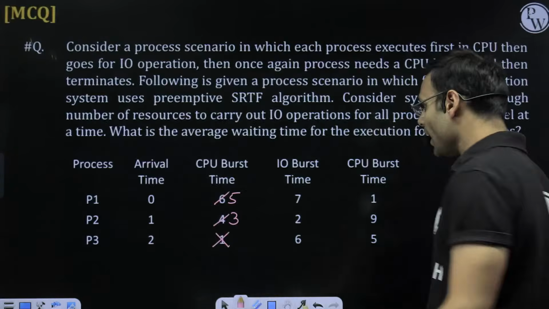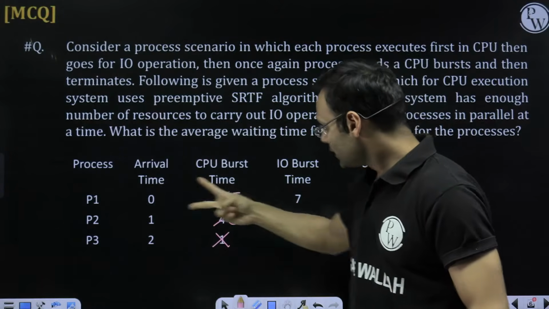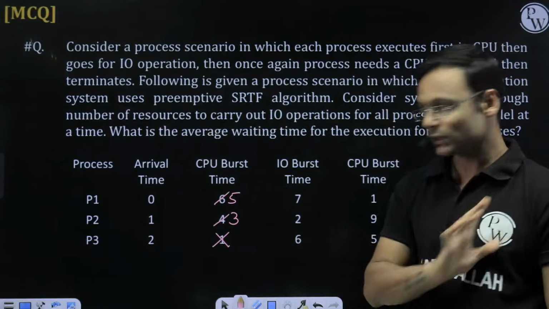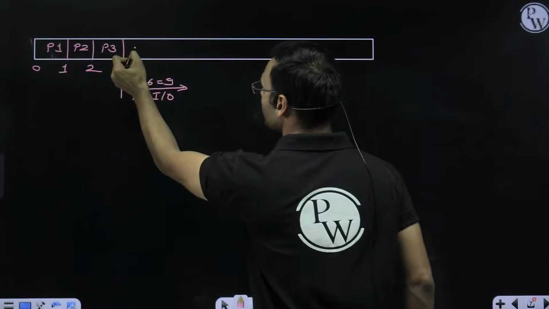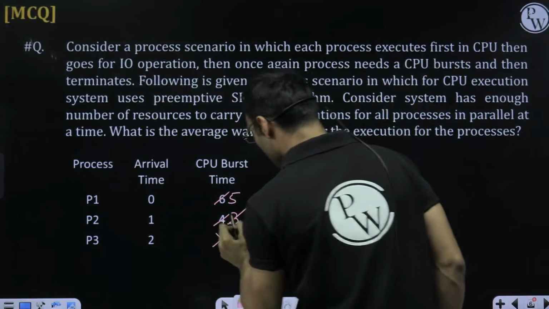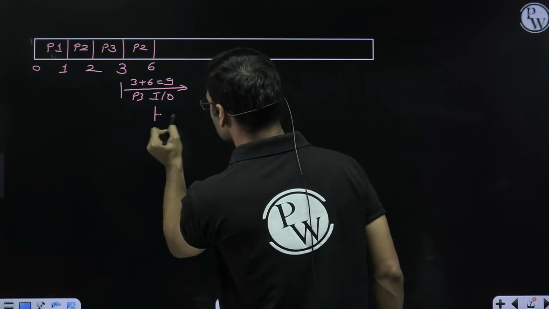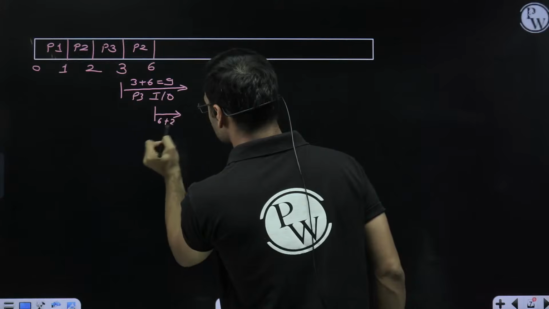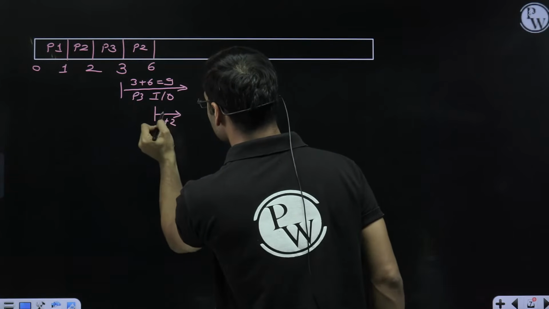Now, till 9, there is no other process arriving. So I can complete one of these two, or maybe both. Let's see. Smallest process, P2, I can pick it up. Plus 3 till 6, completed. And now P2 will go for IO for just 2 time units. 6 plus 2, P2 IO. Means till 8.